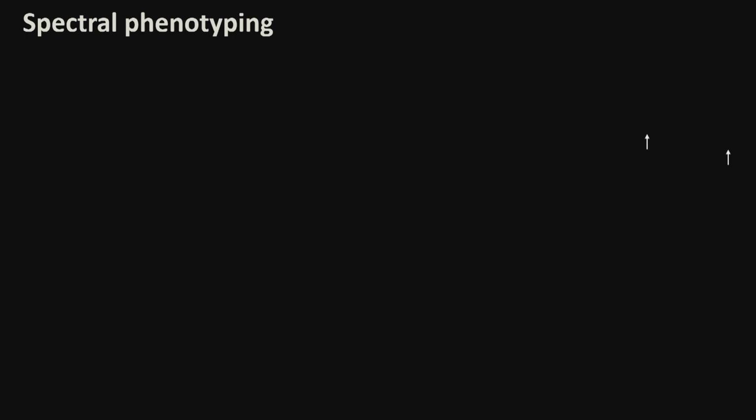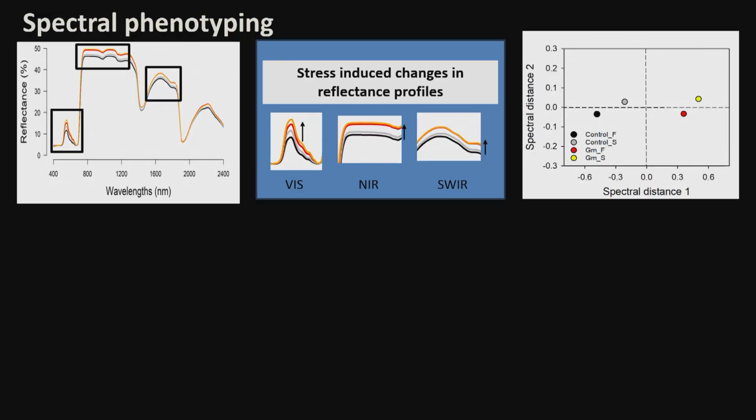How do we use these data? My group uses them predominantly in two different ways. One is spectral phenotyping, where we look at the cumulative variation in spectral data across different wavelength ranges, and we use statistical methods to separate them out. So is something different from a control? Is something different from a stress plant? You can see that there are changes in the reflectance profiles induced by stress that you can then use to statistically separate these out in spectral space.